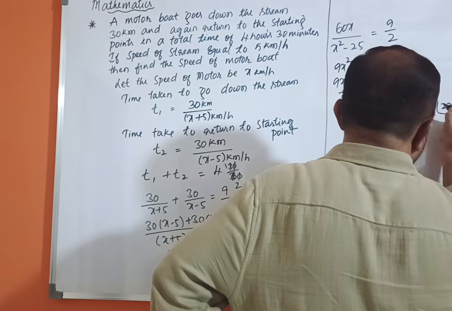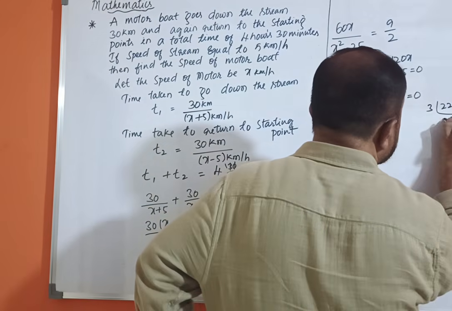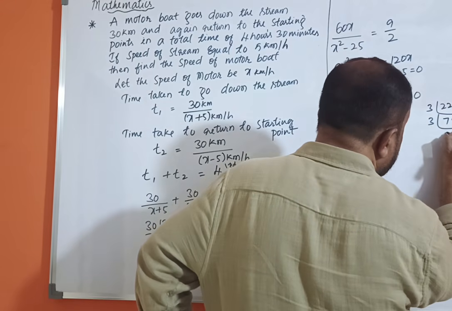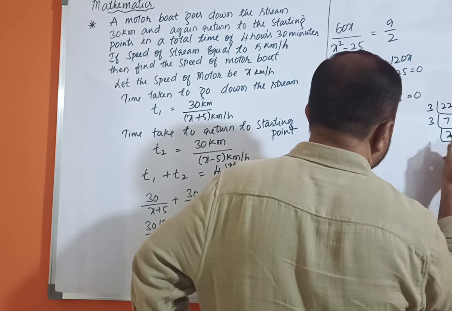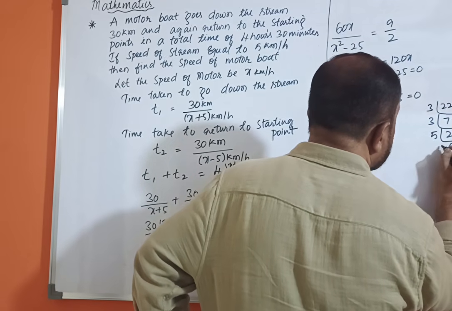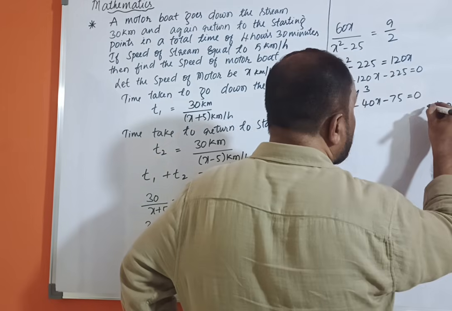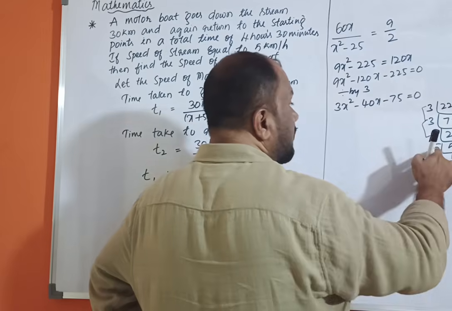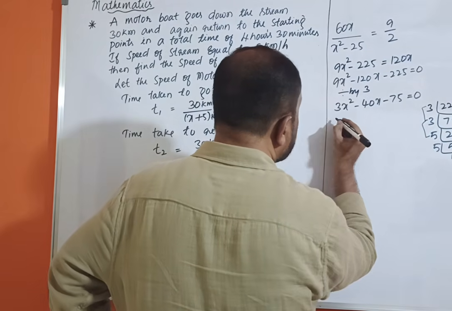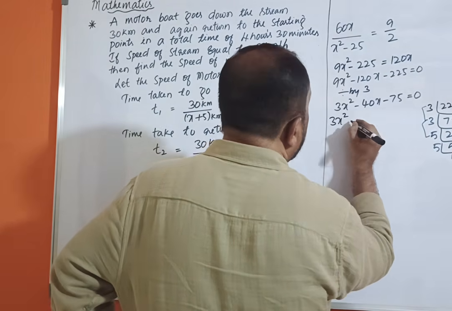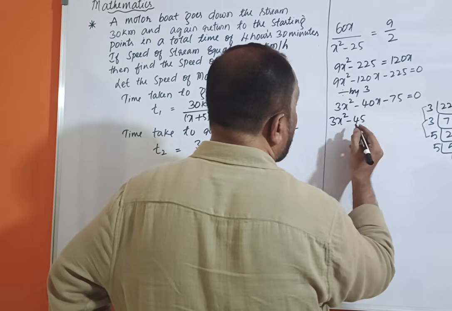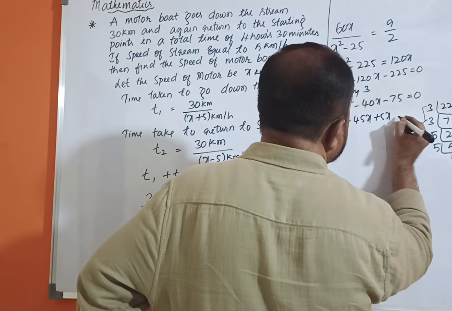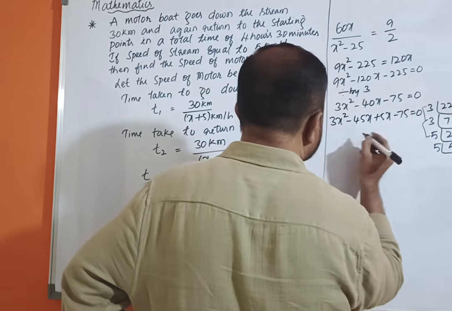We try from 3 sevens are, 3 fives are. Again we can do it by 3. 3 twos are, 5 fives are. Now 5 fives are, 5 ones are. 3 threes are 9. 9 into 5 is 45. So 45 minus 5 is how much? 40. So 3x square minus, the greater number should be negative, minus 45x plus 5x minus 75 is equal to 0.